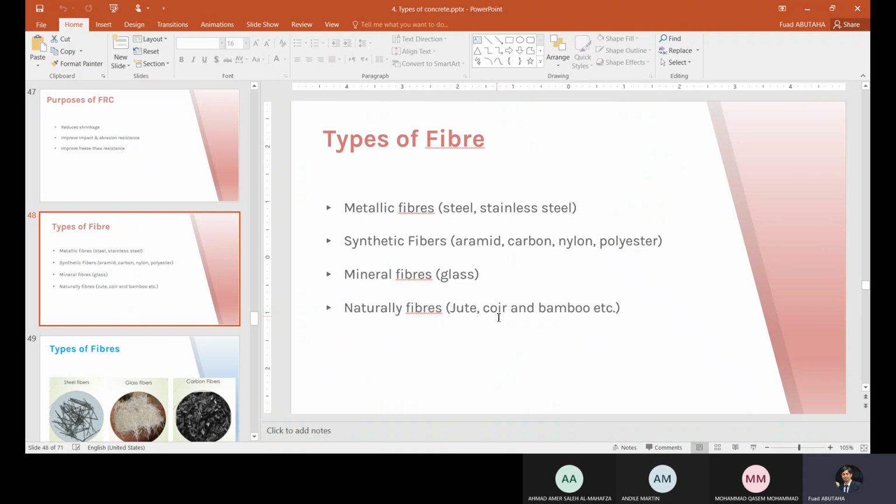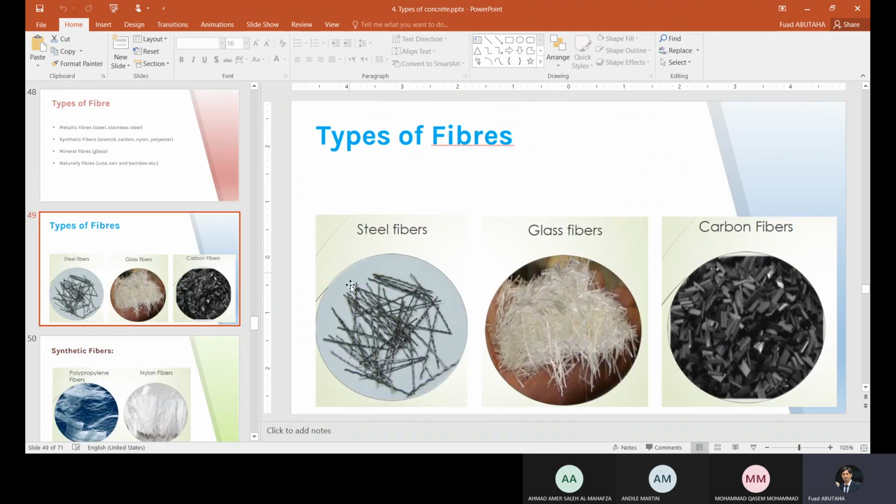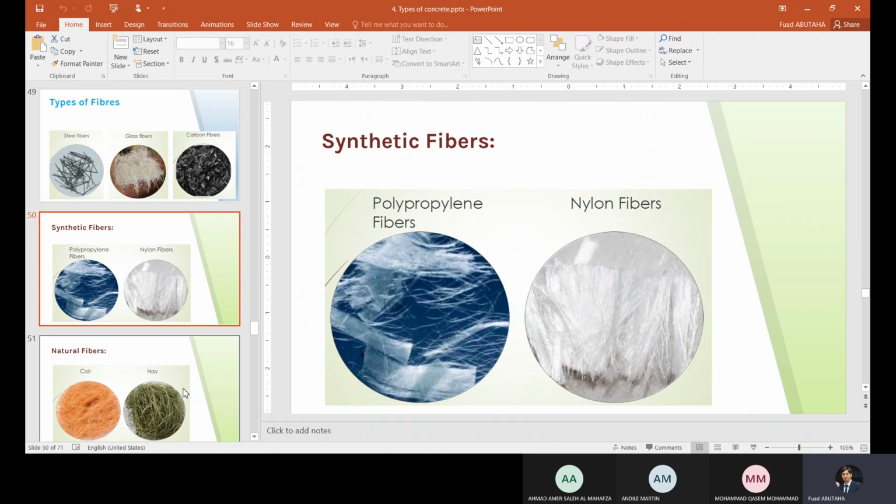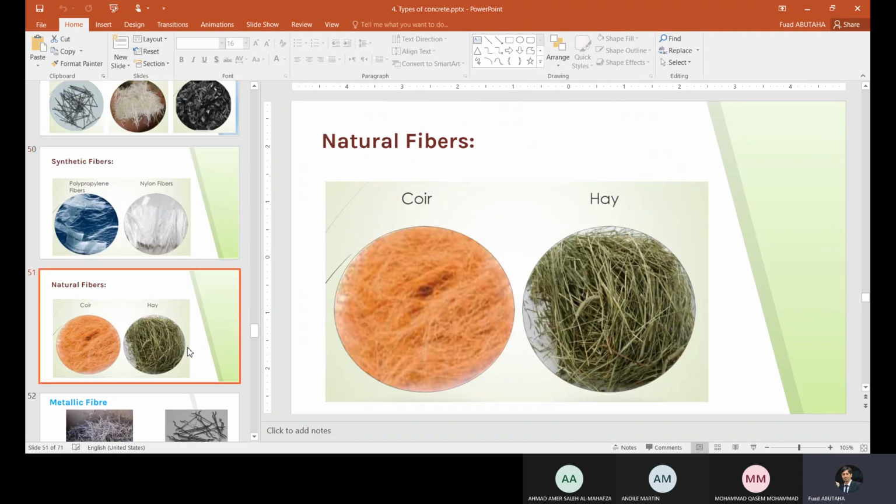So different mineral admixtures have different behavior and different contribution to the strength; different types of fibers have different behavior and different contribution to the tension, to the workability, to the concrete properties in general. So these are pictures of examples of fibers that can be used in concrete: steel fibers, glass fibers, carbon fibers, nylon fibers, natural fibers.